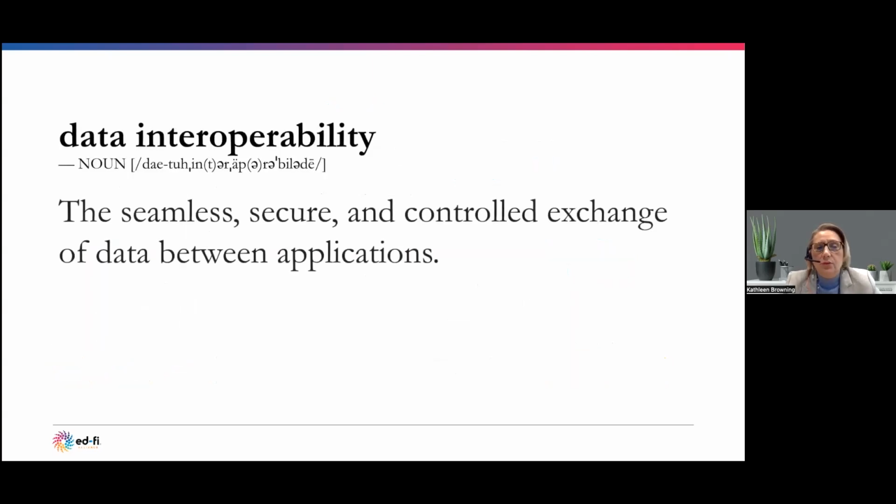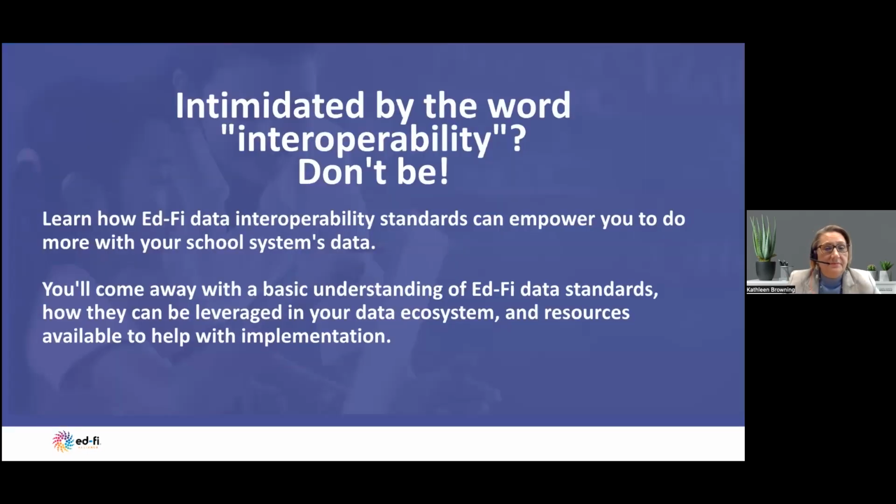So I want to introduce you to the word data interoperability: a seamless, secure, and controlled exchange of data between two applications. Think about your ecosystem and how you could have a secure and seamless interchange with your third-party vendors. Intimidated by the word interoperability? Don't be. Today, I hope you learn about the Ed-Fi data standards and the API that stands behind it, and how data interoperability can empower you in your ecosystem.